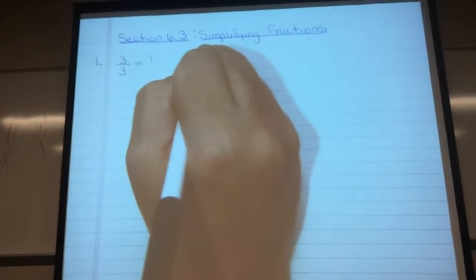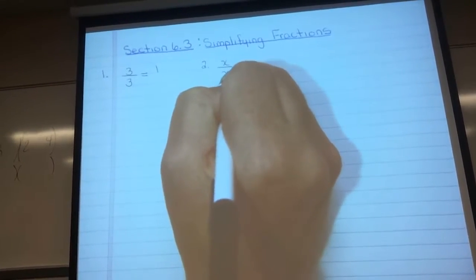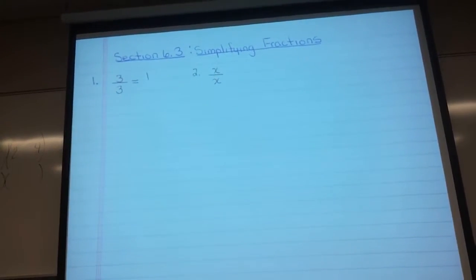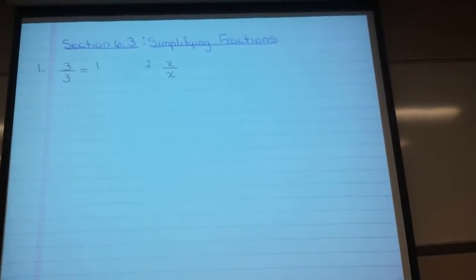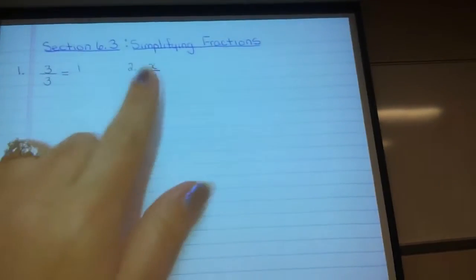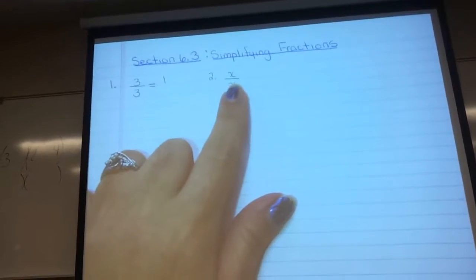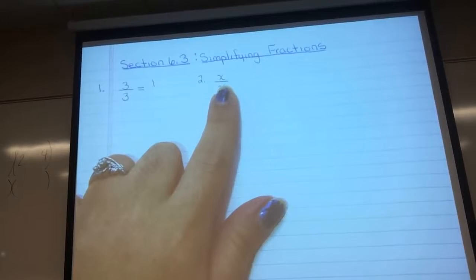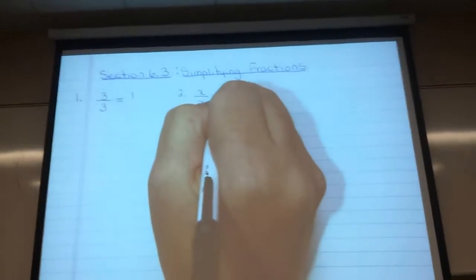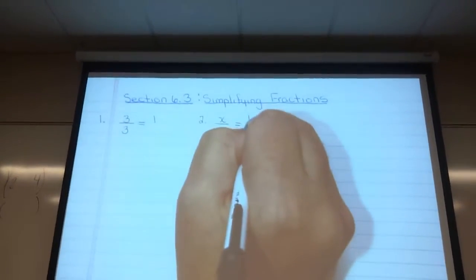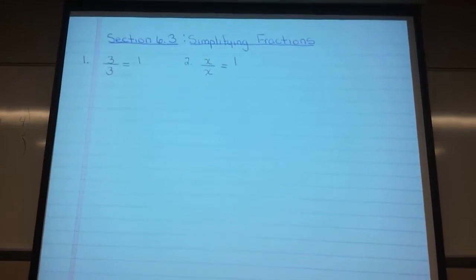If I had x over x, that's also equal to 1. Because, Timmy, choose me a number. Any number you like. 6. If I put a 6 in for x there, and a 6 in for x there, 6 divided by 6 is still 1. If I chose 8, 8 divided by 8, still 1. So if you have a letter over a letter, it's just equal to 1. Except 0. Exactly that.